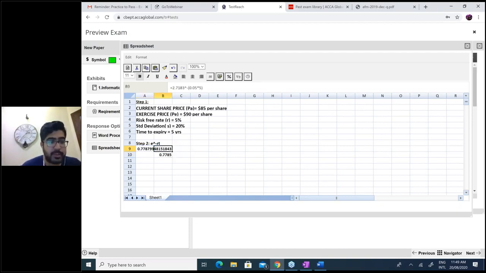Okay, sorry, 0.7787. No, marks won't make any difference. You apply the formula or you just write it separately.